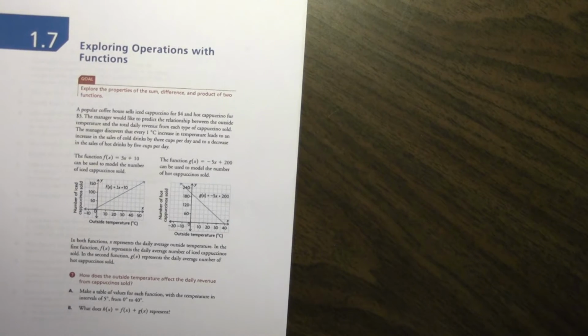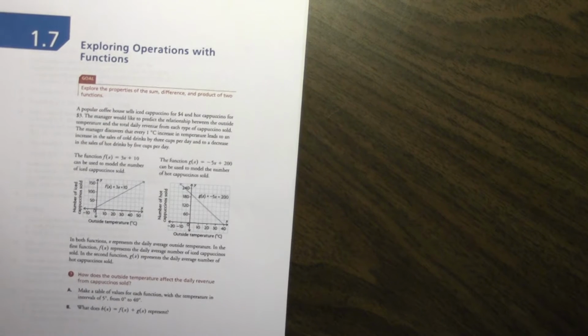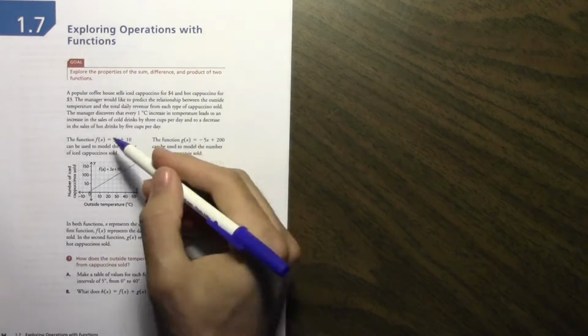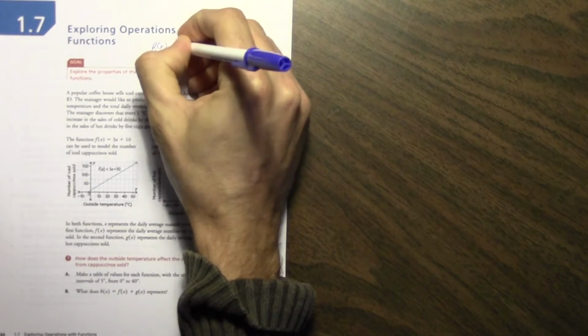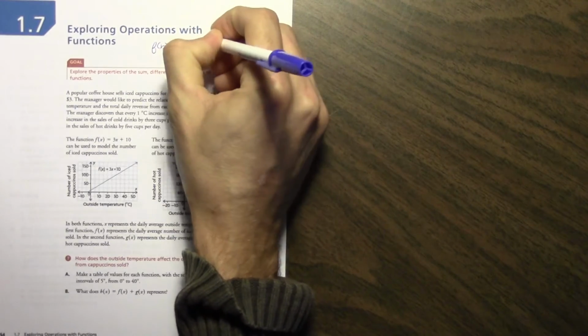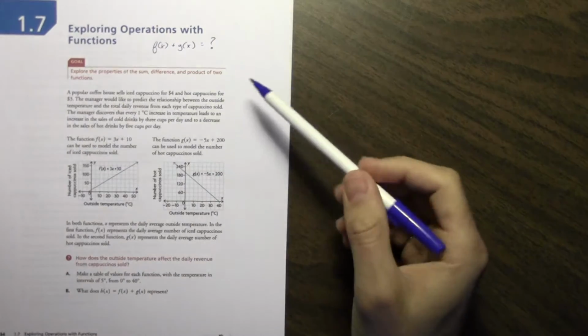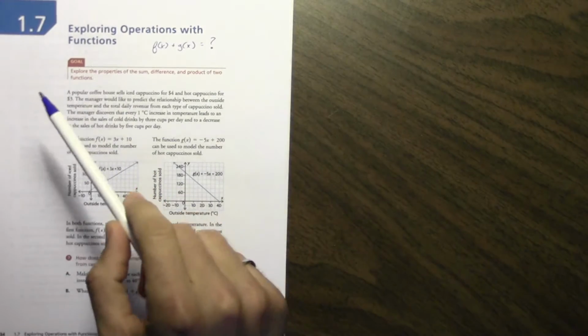Okay, this is 1.7. We're talking about operations, exploring operations with functions. So operations, of course, are addition, subtraction. What we're really looking at is adding two functions together. We're going to look at what happens with that graphically, as well as algebraically. It says explore the properties of the sum, difference, and product of two functions.